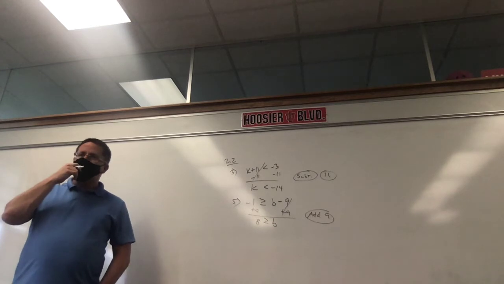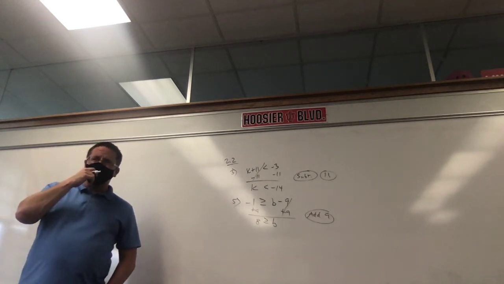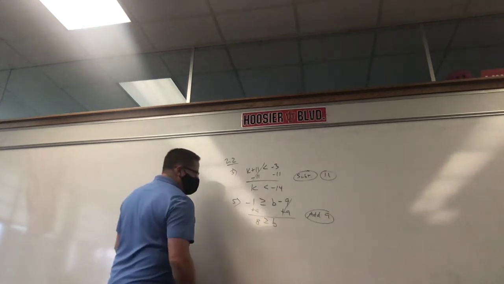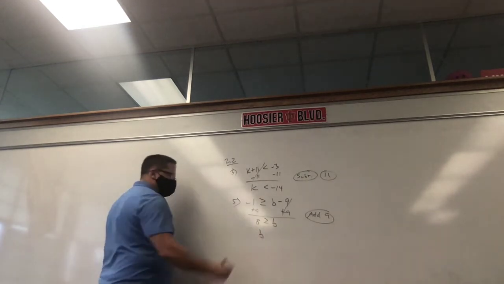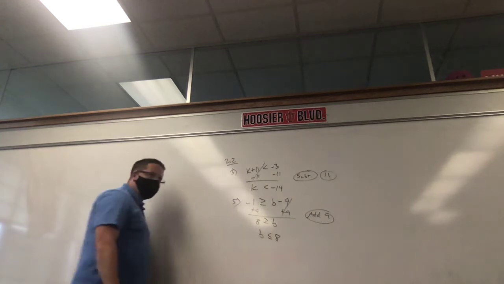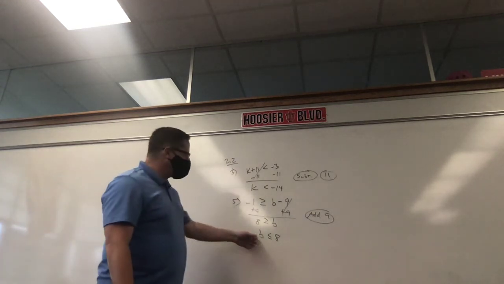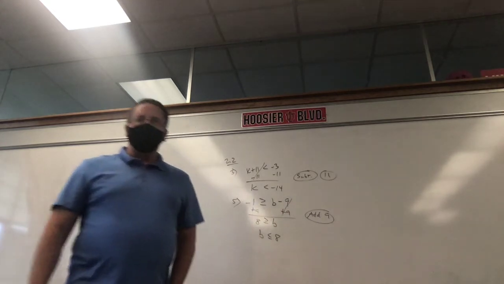But I generally like to have the variable on which side? The left. So another way of saying it is 8 is bigger than or equal to b, so b must be less than or equal to 8. Now, which is right? They both are. You don't need to put both of them, but when you graph them, it's a lot easier if you have the variable on the left-hand side.